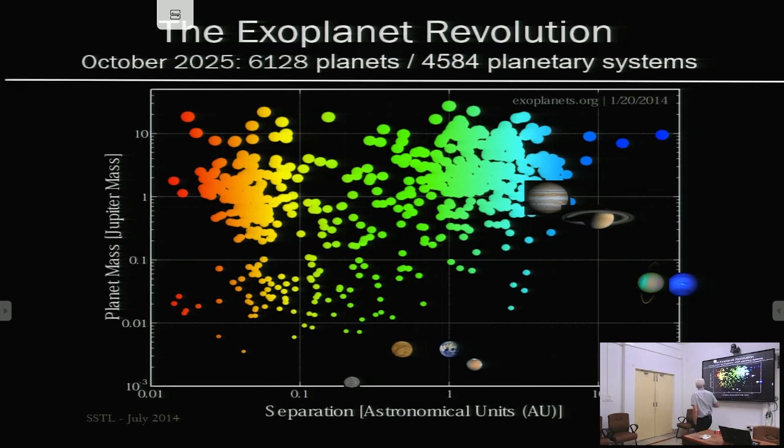The statistics up the top are up to date because I corrected them on Sunday before I came here. But the picture itself is not up to date, but it's correct in the sense that nothing has changed qualitatively. So this is a map of known exoplanets mapped by the astronomical unit, which is the distance of the Earth to the Sun.